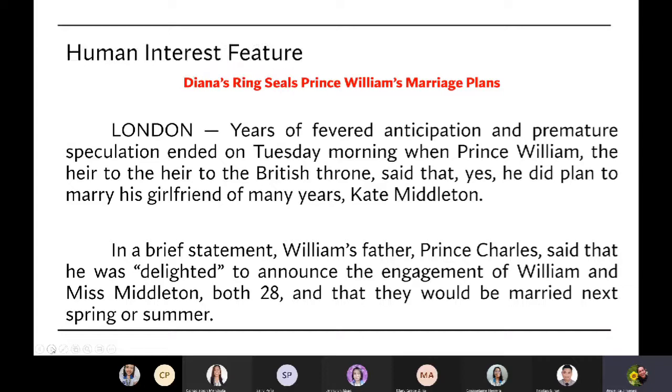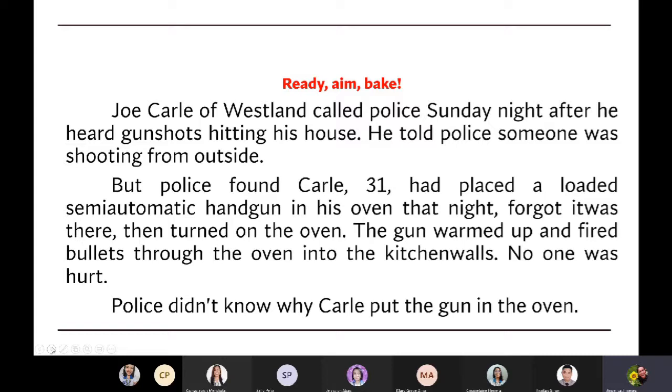And then, Ready, Aim, Bake. So, you see how good the title is? Makikita niyo, pag nabasa niyo yan, sige, I want you to read that. And that is already a whole article. What type of feature is that? That one is easy. Yung kanina kasi, part lang siya nung feature. Yes, Anna, what's the answer?